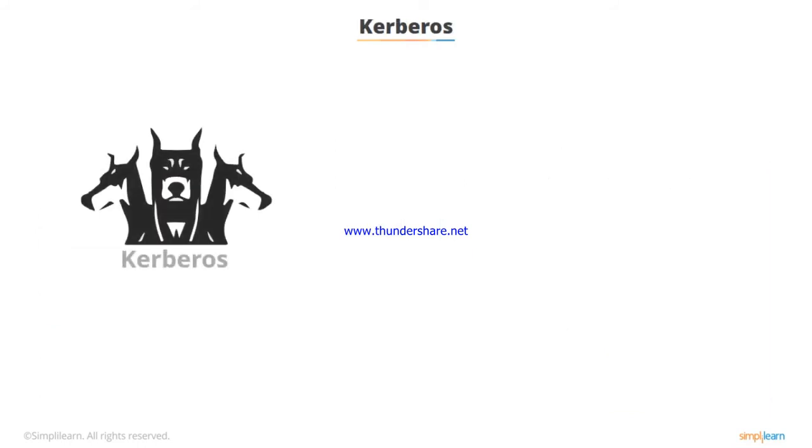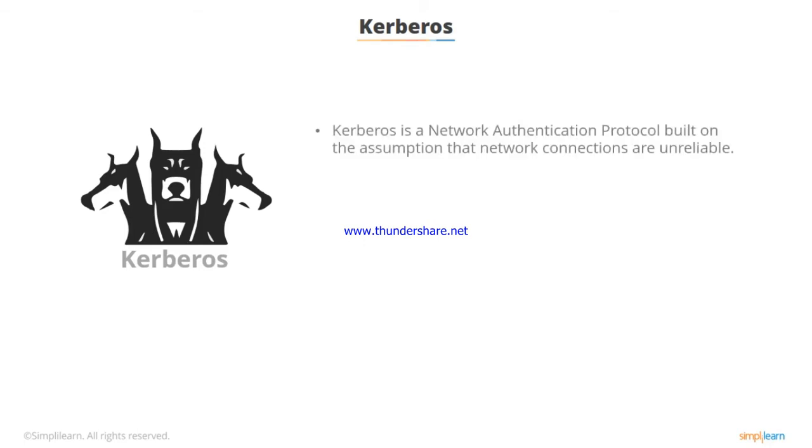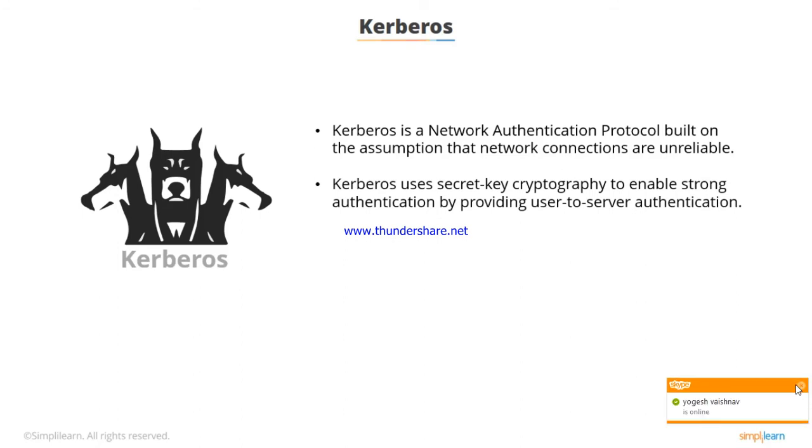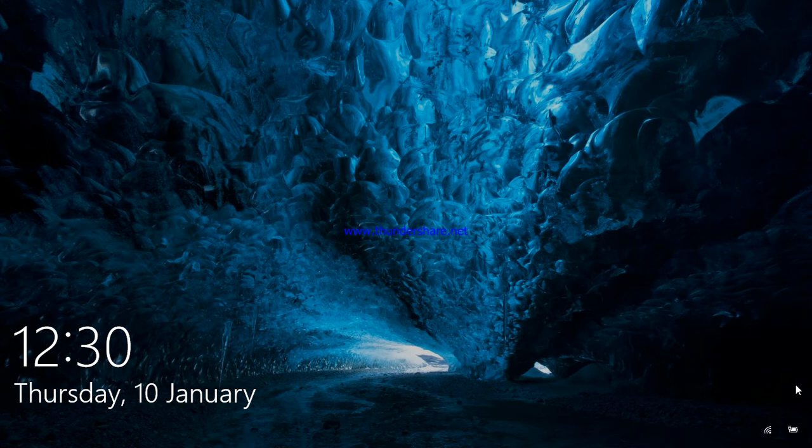Kerberos is the Greek word for Cerberus, a multi-headed dog that guards the entrance to Hades' world and ensures that those who enter will never leave. Kerberos is a network authentication protocol built on the assumption that network connections are unreliable. Kerberos uses secret key cryptography to enable strong authentication by providing user-to-server authentication. The authentication mechanism was developed at Massachusetts Institute of Technology, MIT.